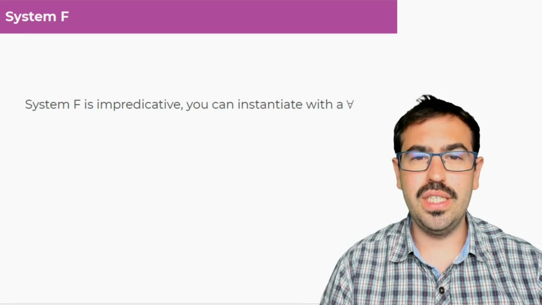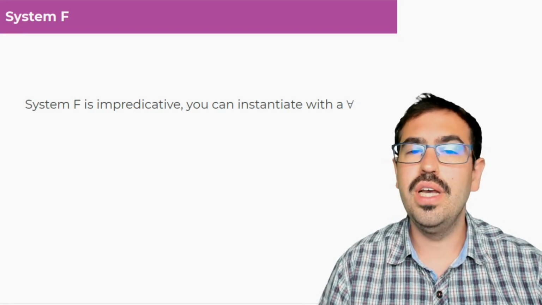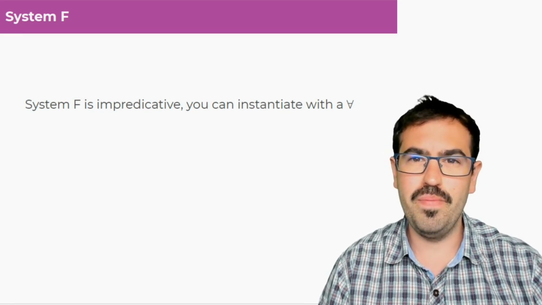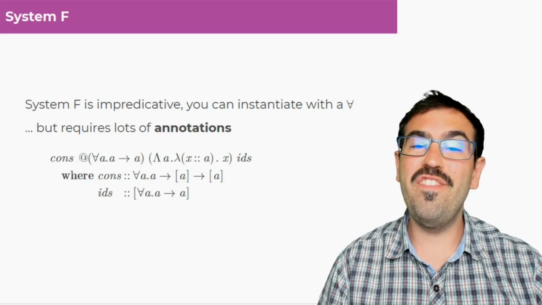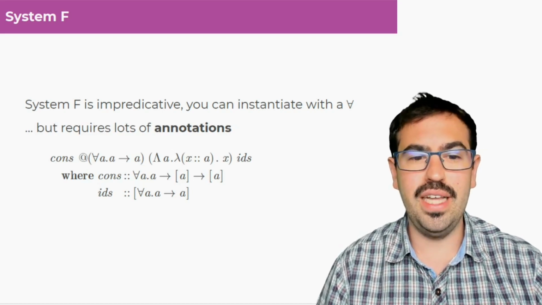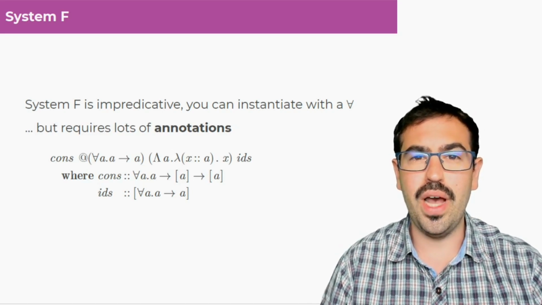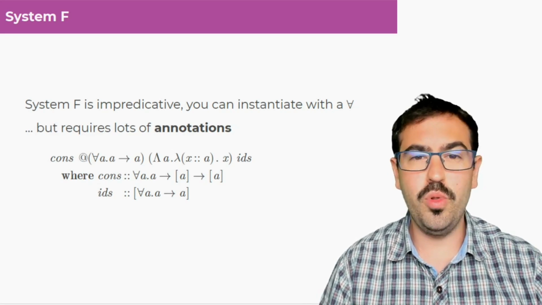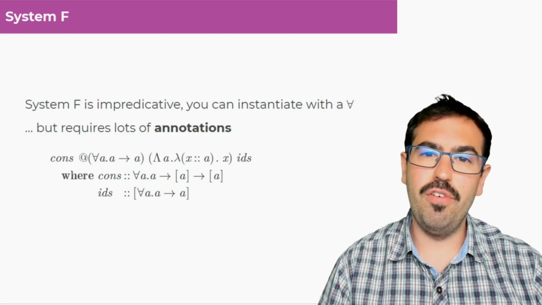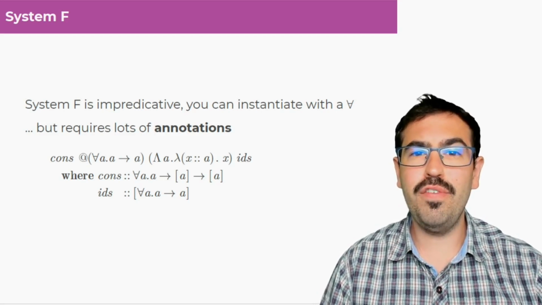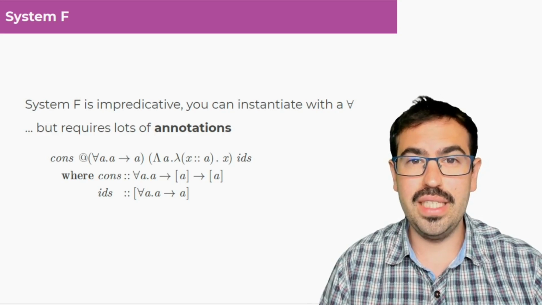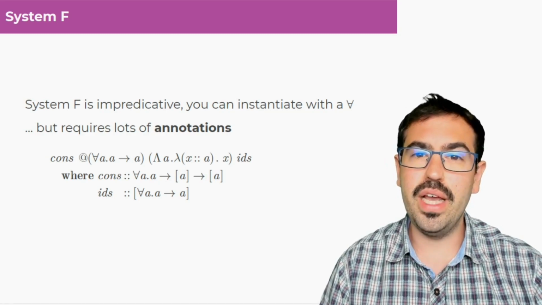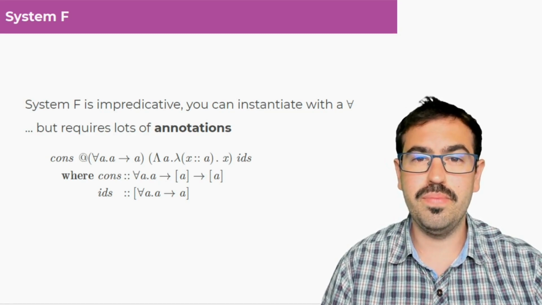System F, which is the basis for GHC Core, is itself impredicative. You can always instantiate with a for all type, but you have to be very explicit about it. You need to annotate. In fact, in System F, you need to annotate every time you instantiate with a type application, like I'm doing here with add for all a to a. And you also have to annotate every time you generalize, every time you need to have a for all in a type with a big lambda, like I'm doing here in the big lambda for the first argument.